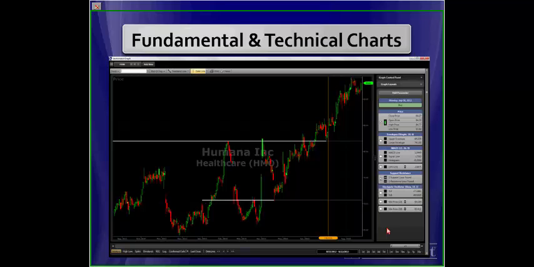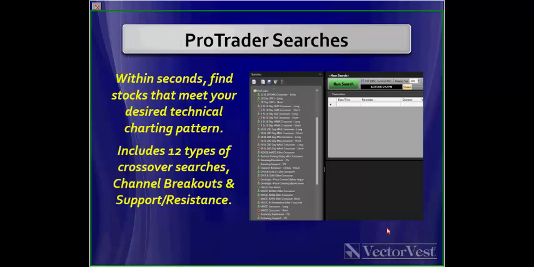Now the third component is the pro trader searches, which are included in Unisearch. This is so that you can easily find stocks to trade. And we feel that Unisearch is the most powerful search engine ever created, but it's also extremely easy to use. You saw how I just clicked on a search and ran it. All right, so it includes 12 types of crossover searches, channel breakouts, and support and resistance searches.